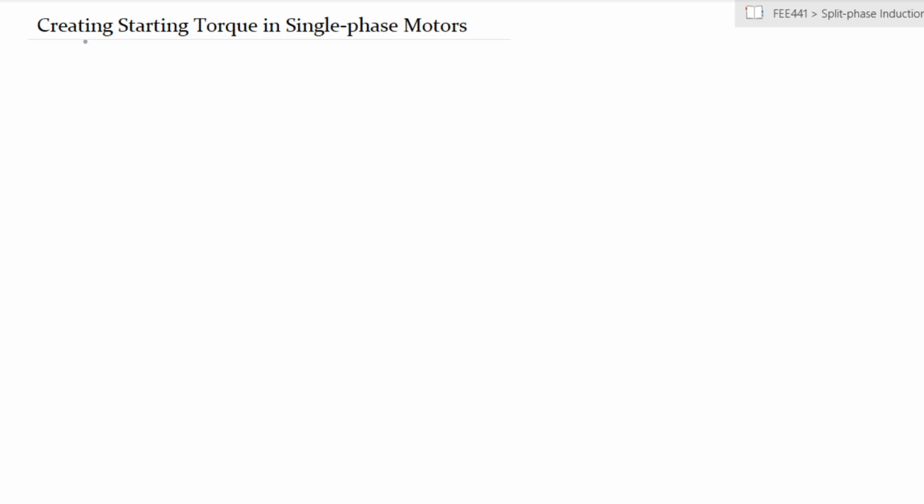Because of the double revolving field theory, the per phase torque generated in a single phase induction motor is given by I squared R2 over S. So the most critical part of this is the slip.